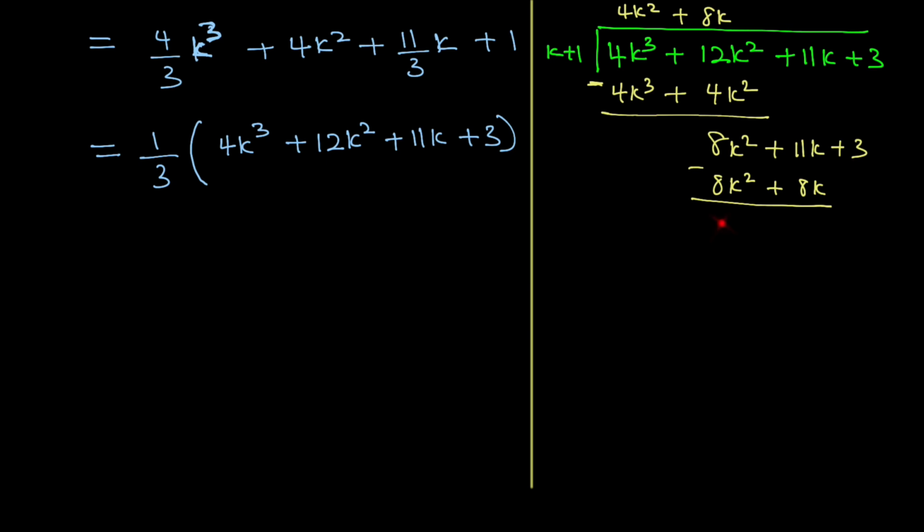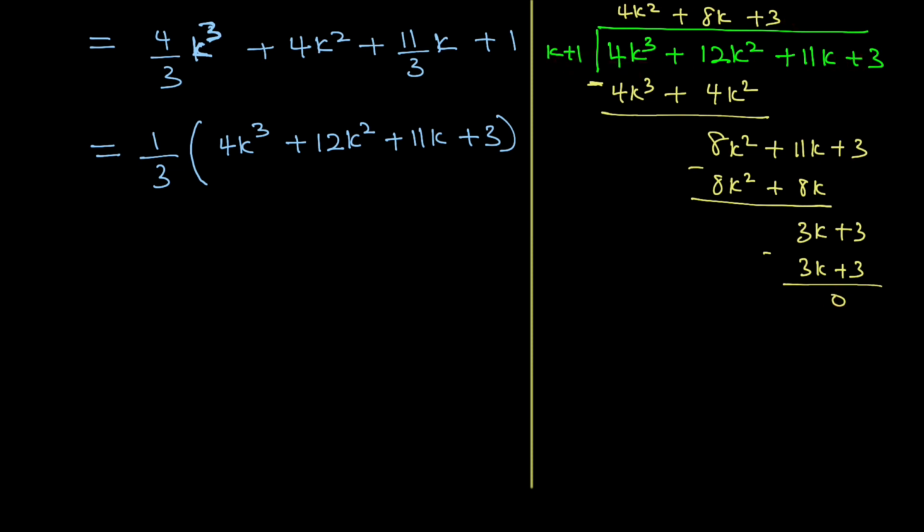So taking away, that will be 0. So that's gone. 11k minus 8k will be 3k, and then bring the 3 down, so plus 3. Now I need to multiply by plus 3, so 3 times k will be 3k, but I'm going to take that away as well, because I'm going to eliminate it. So k times 3 is 3k, plus 1 times 3, that's 3. Draw a line, so that's good. So that means k plus 1 is a factor of that function.